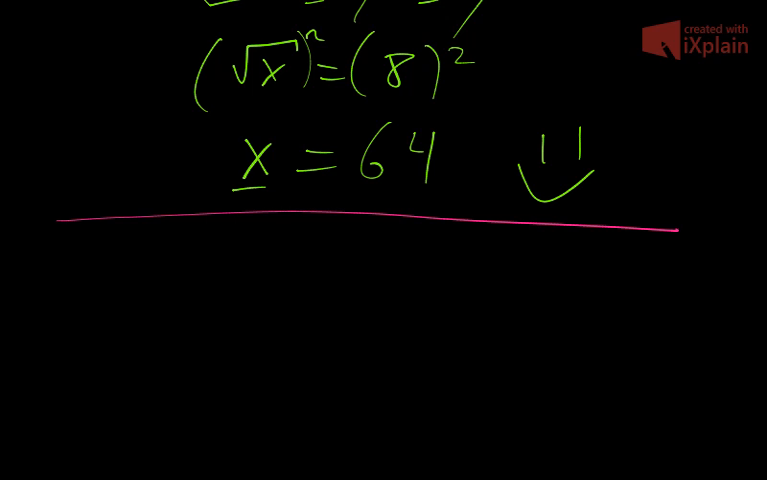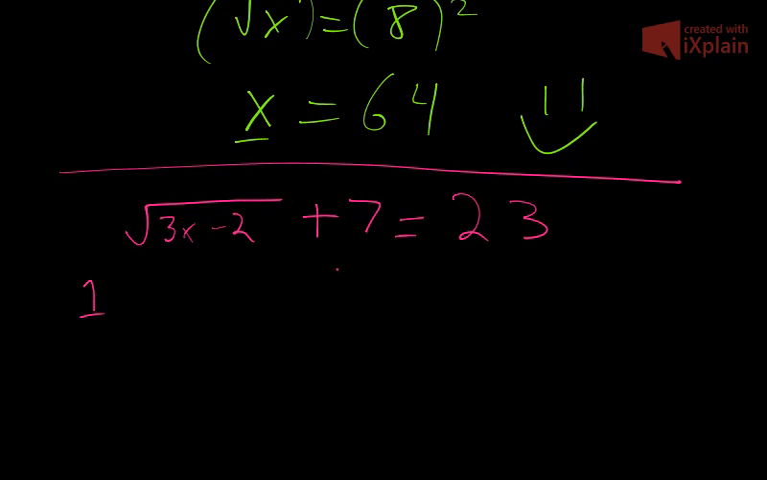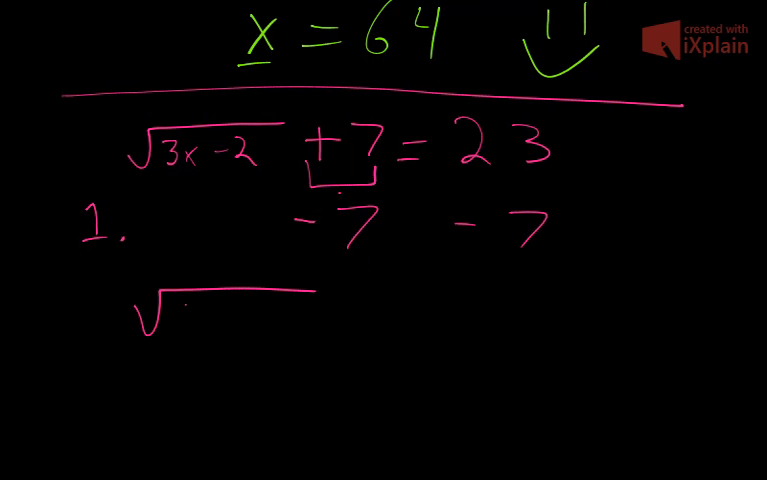So what happens if I have the square root of 3x minus 2, plus 7, equals 23? There we go. So what I want to do is first I want to isolate my radical. And again, all I have to do here to isolate this radical is to get rid of what's not the radical, which in this case is the 7. So I'm going to end up with the square root of 3x minus 2 equals 23 minus 7, which is 16.